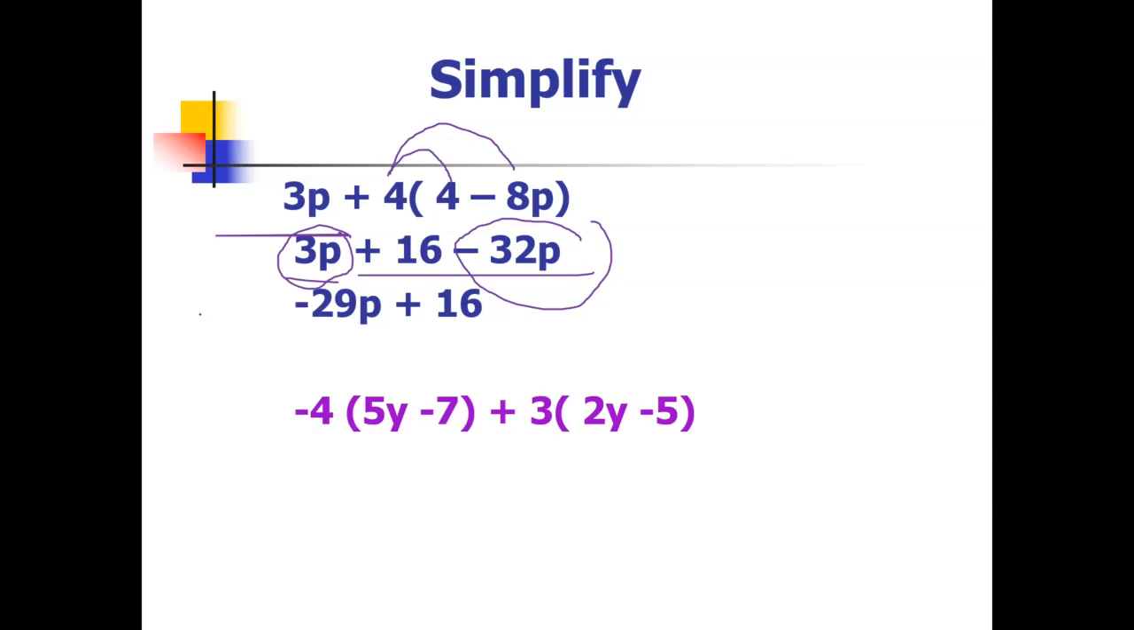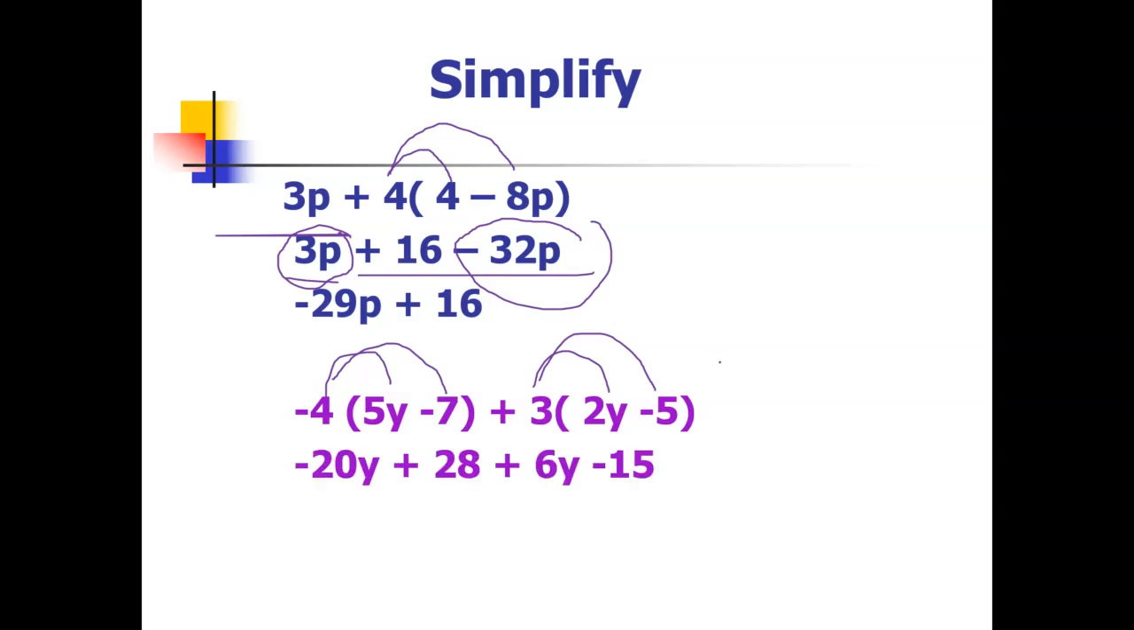Here's another example. With the 2 parentheses, you have to distribute twice. Negative 4 times 5y, negative 20y. Negative 4 times negative 7, positive 28. 3 times 2y, 6y. 3 times negative 5, negative 15.